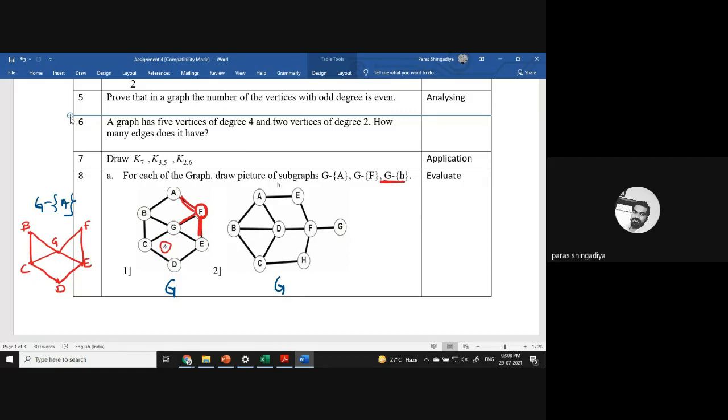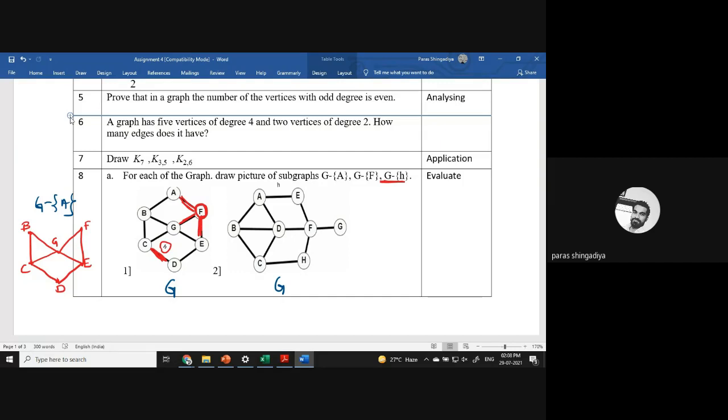So for G minus H, H is mentioned in between C and D. It means you have to delete just this edge only, to create the shape of G minus small h. Rest of all the vertices as it is, rest of all the edges as it is. Just create G minus H from the main graph. Complete the three graphs for the first one and three graphs for the second one.